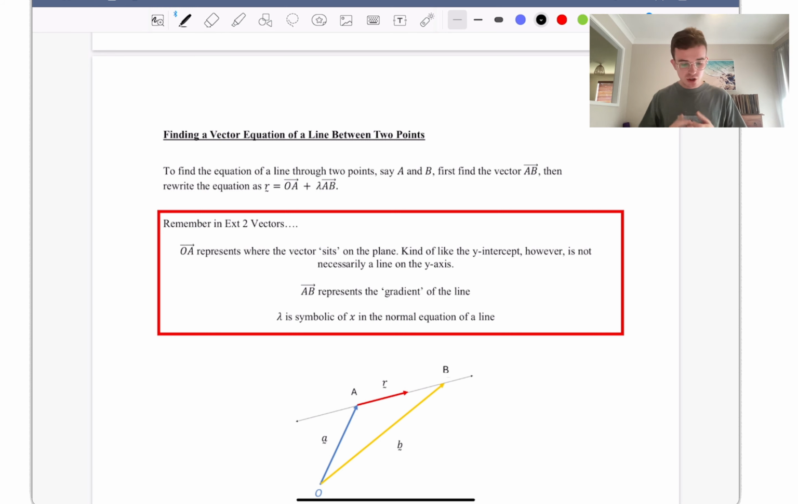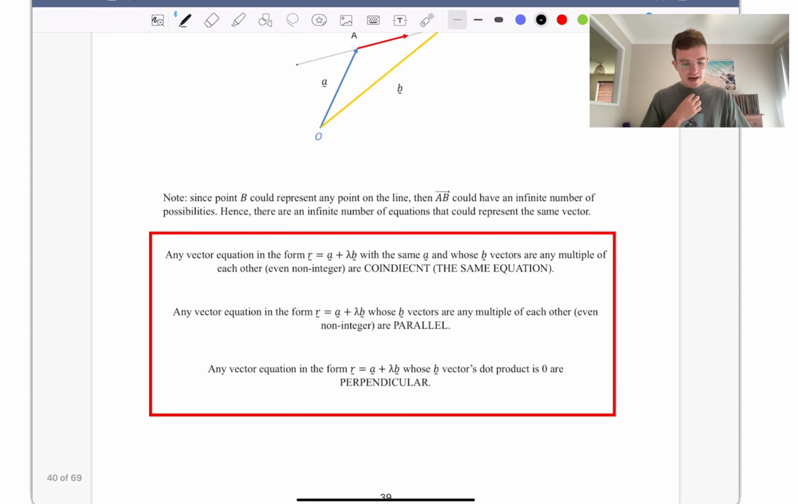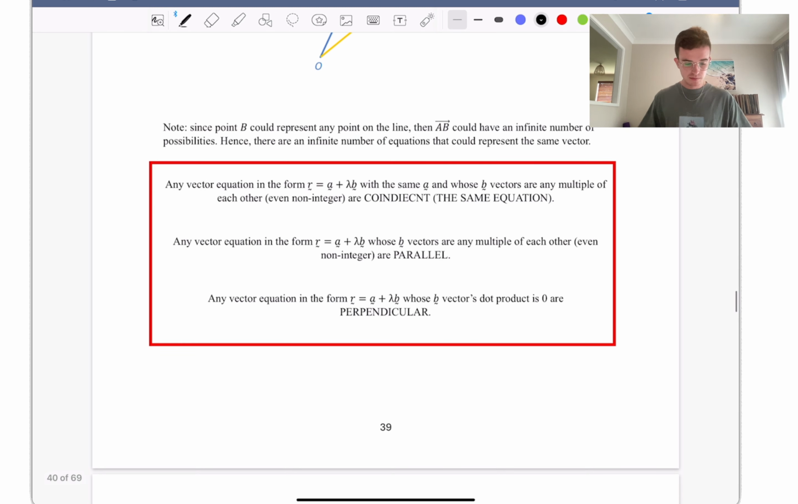Remember, in extension 2 vectors, OA represents where the vector sits on the plane, kind of like the y-intercept, however it's not necessarily a line on the y-axis. AB represents the gradient of a line, but in vector form, and lambda is symbolic of x as in a normal equation of a line. Now, since B could represent any point of the line, then AB could have an infinite number of possibilities.